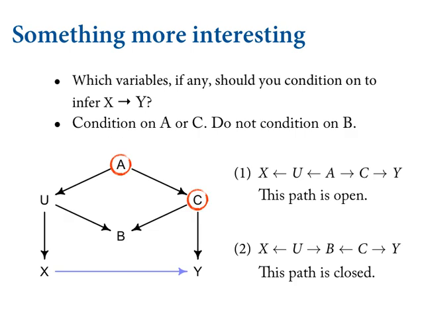Condition on either A or C. You could condition on both, but that's redundant. You just need either A or C and nothing else. If you condition on B, everything is ruined, because it's a collider. And that path is closed already until you include B in your regression.